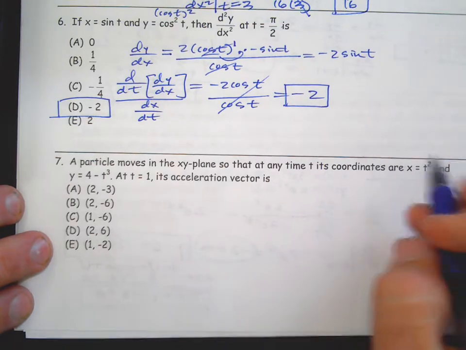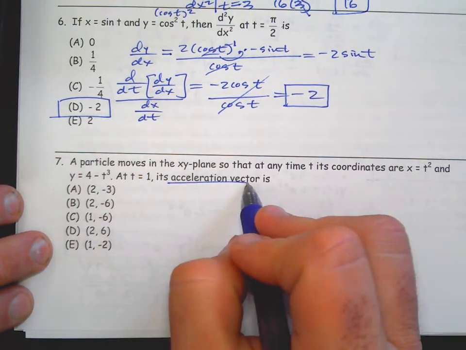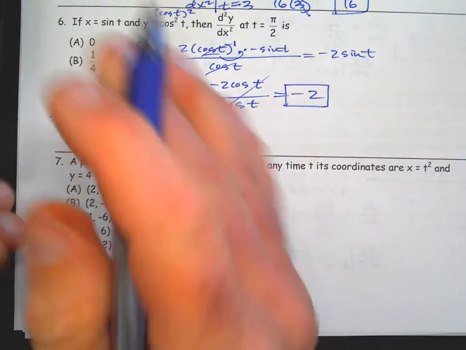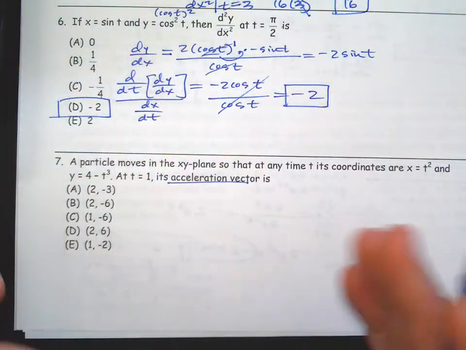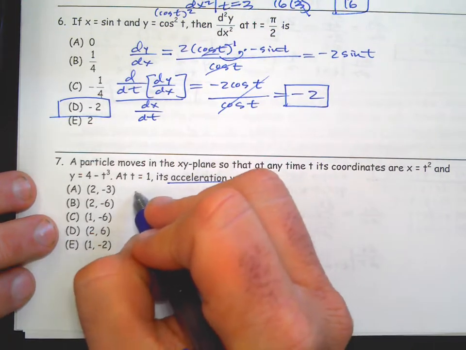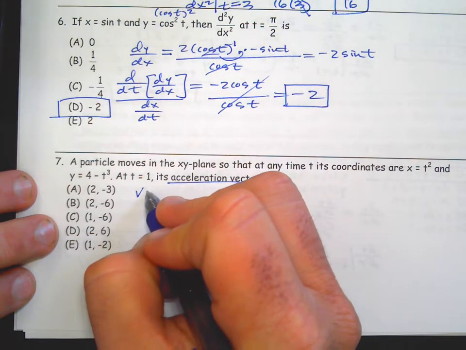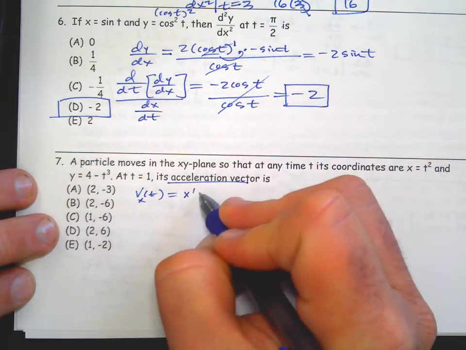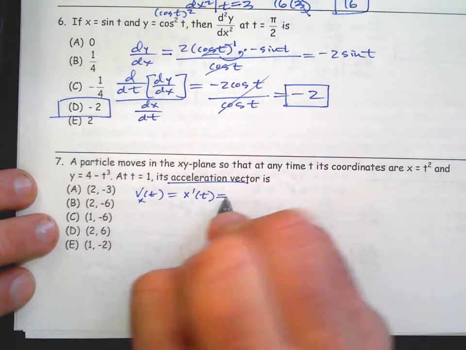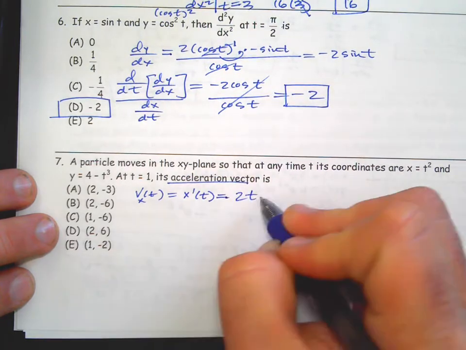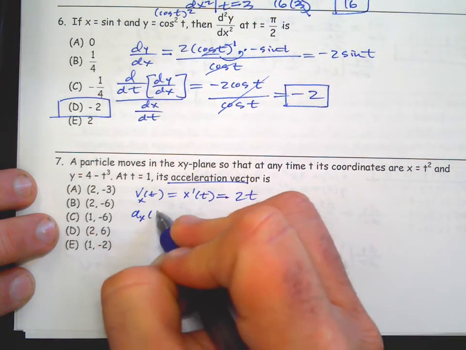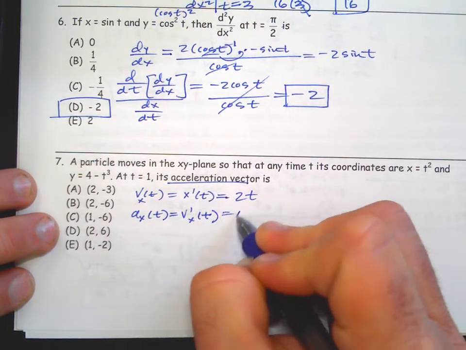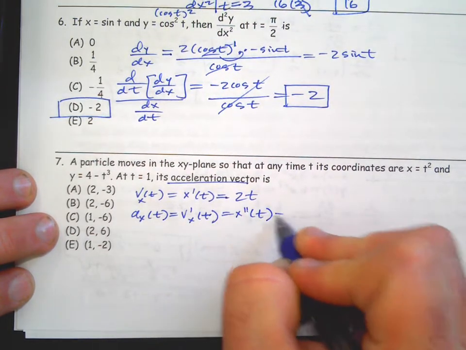All right, number 7, a particle moves in the xy plane. At any time, its x and y coordinates, they give me x, y, and time 1, acceleration vector. Now, this is different. This is a second derivative, but not that kind of second derivative. This is the second derivative of y with respect to time, and the second derivative of x. So we probably want to find velocity first in the x direction, which is going to be x prime. So that's going to be 2t. And then we can find the acceleration by taking the derivative of velocity, or the second derivative of position, and that's going to be 2.